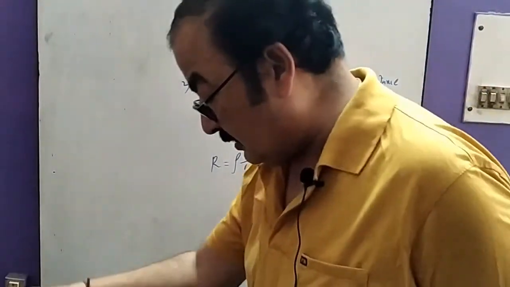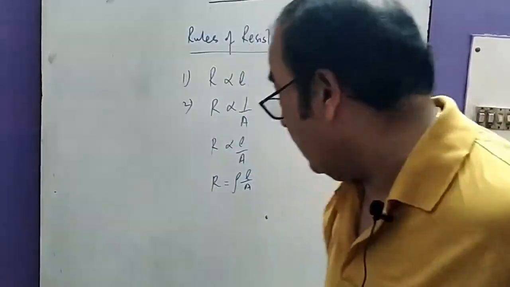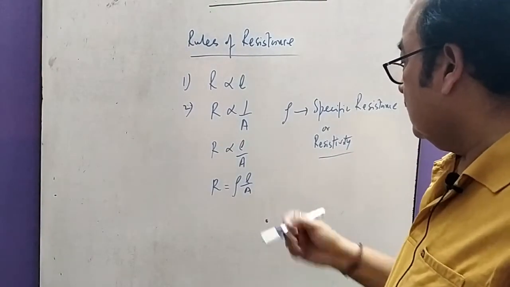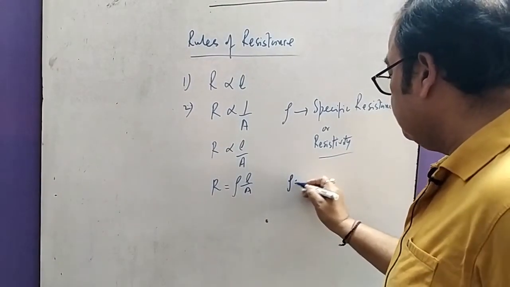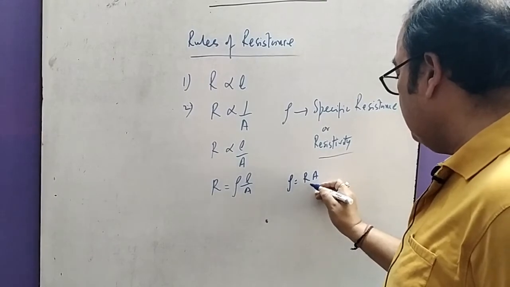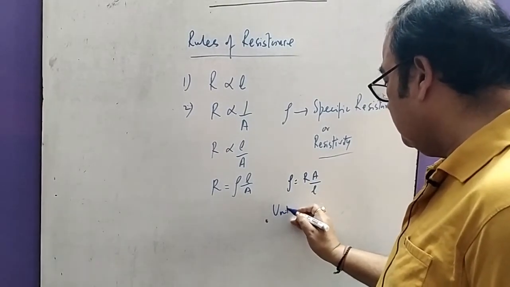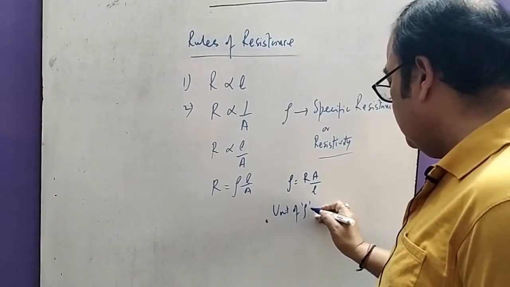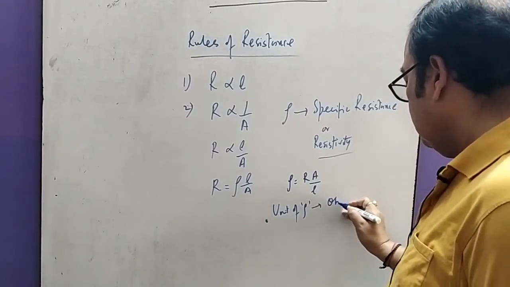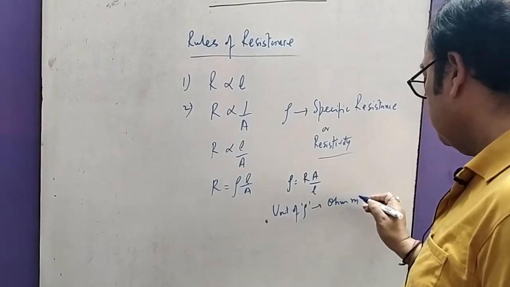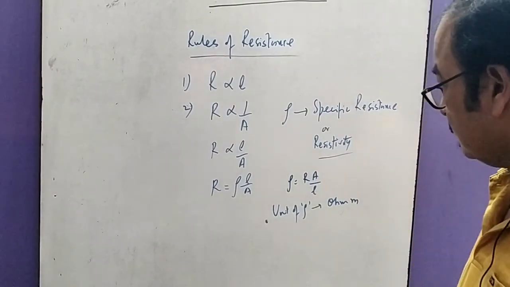We have found that it is written as rho, and rho equals R A by L. Therefore, the unit of rho is ohm meter. Unit of rho is ohm meter.